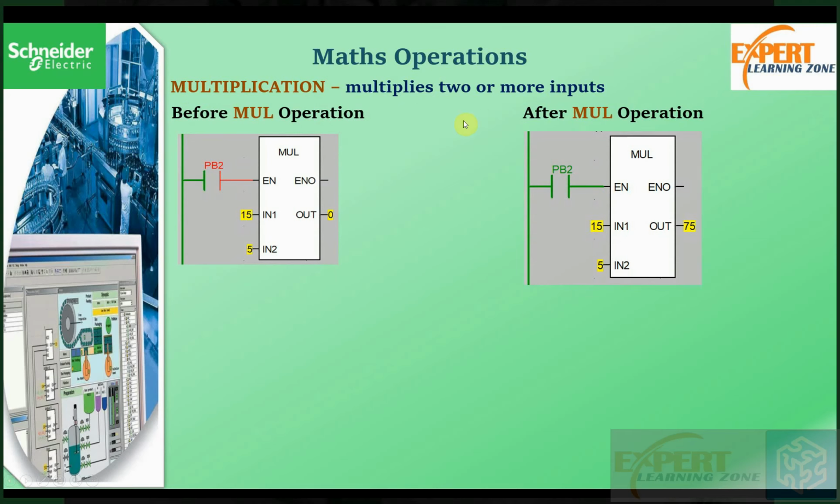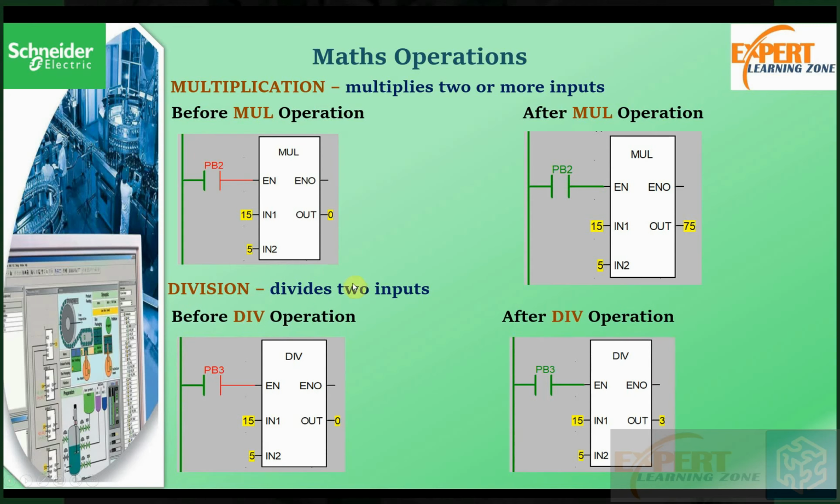Next that we shall see is the multiplication. The multiplication multiplies two numbers, or 2 or more inputs. Here you can see before the multiplication we had 15 and 5 for our different operands. The multiplication block is not yet activated, so the output is 0 by default. When it is now activated, that is after we have activated this switch, 15 is multiplied by 5 and transferred to the output. So you can see 15 times 5 gives us 75.